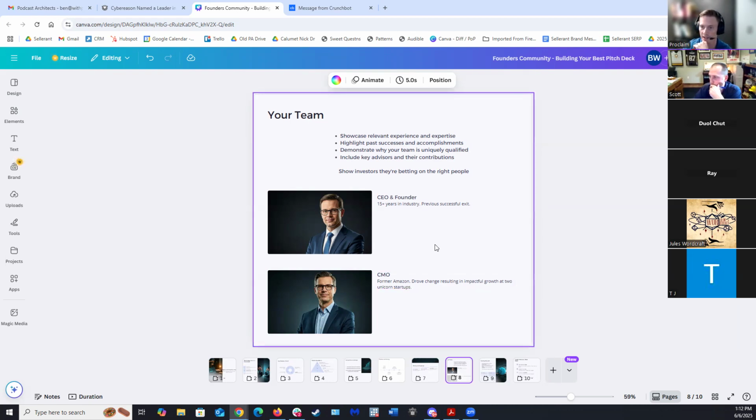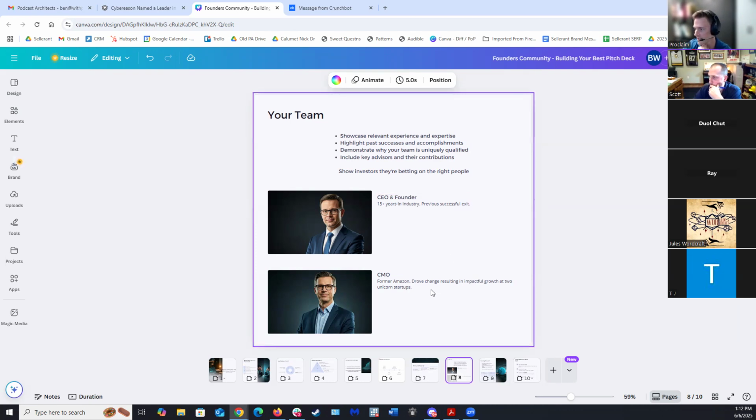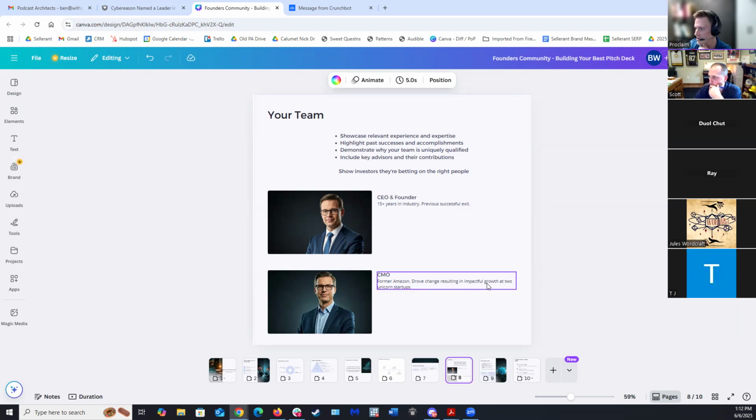I like logos on here. The most important things that you can have are statements of success, kind of like you would put on a resume. Previous successful exit, drove change resulting in impactful growth at two unicorn startups. So two unicorn startups is good. What was impactful growth? Put it in numbers if you can.